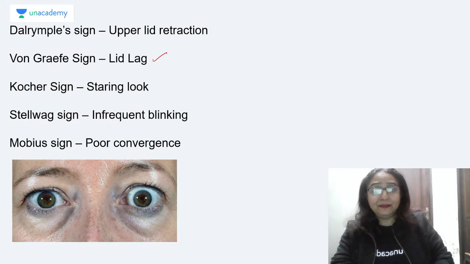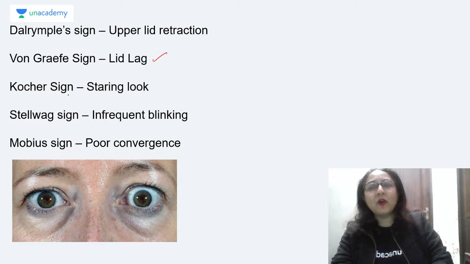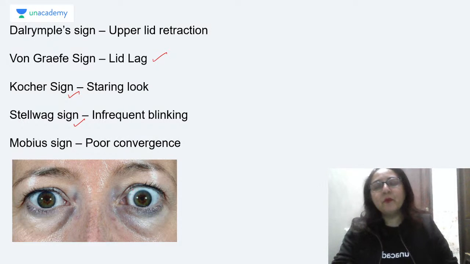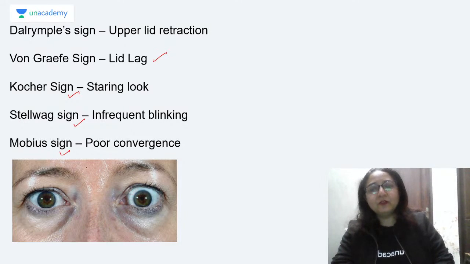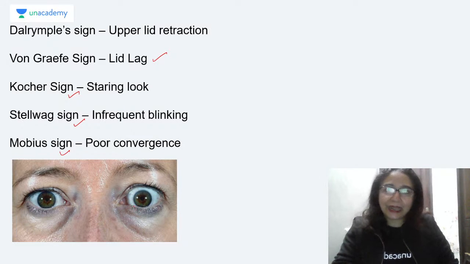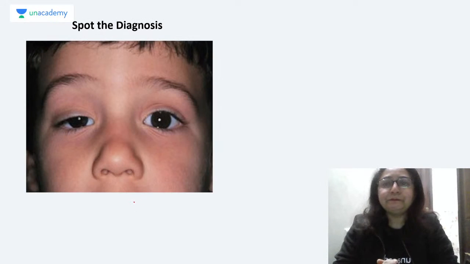Then Kocher sign. Look at this patient. It is giving a staring look. That is known as Kocher's sign. Then these patients have infrequent blinking, which is given the name Stellwag sign. And these patients also have poor convergence. That is known as Mobius sign. So these are the signs which are associated with thyroid eye disease. Okay. Let's move on to the next question.